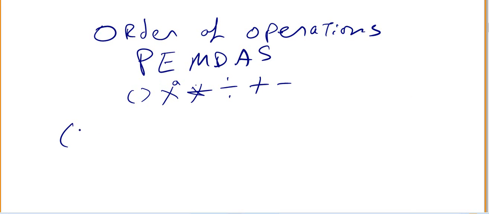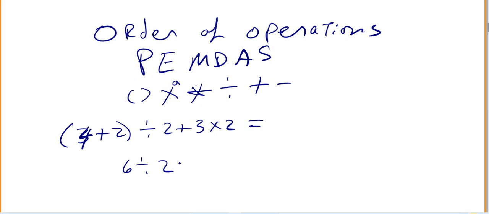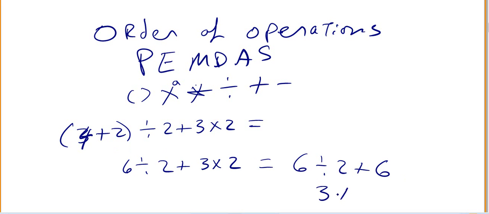So if we had a problem that looked like this, well, the order of operations tells us that we should do what's in our parentheses first. 4 plus 2, which is 6. 6 divided by 2 plus 3 times 2. Well, that's going to tell us to do 6 divided by 2 plus 6, right? So now you've got 3 plus 6, which is 9. So with order of operations, every time we do this problem, we should get 9.